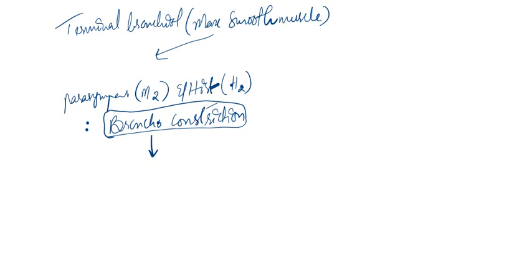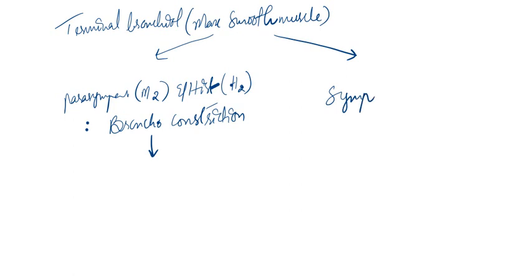That is why parasympathomimetic drugs are contraindicated in asthma. Right? You understand? Okay. Now, if the sympathetic system is activated, that is beta 2, right? It leads to bronchodilation.